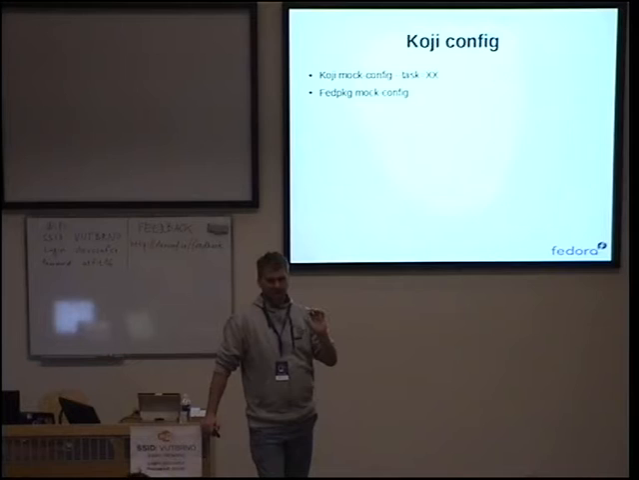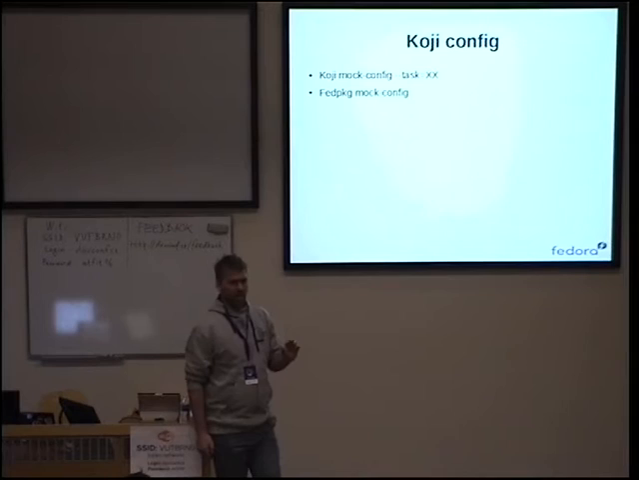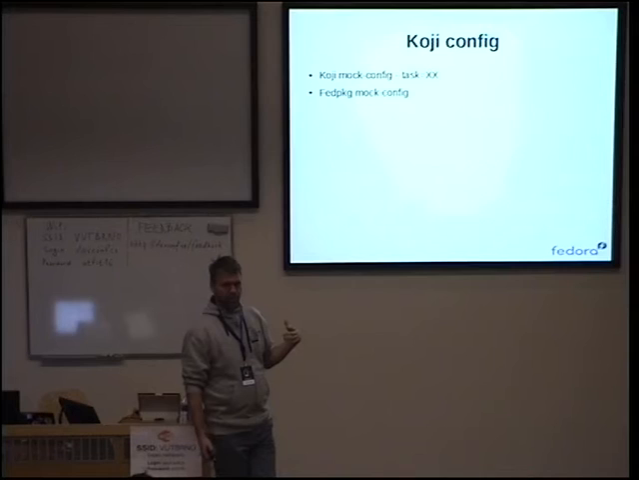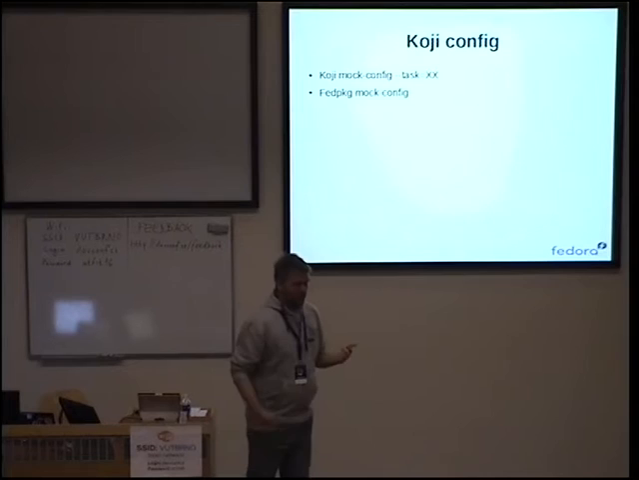So there may be subtle differences which sometimes can matter. So if you want to really get the config and try it on your own, you can run koji mock-config with --task and the number of the task, or if you are in a dist-git, you can run fedpkg mock-config and it will retrieve the mock config from Koji for that branch. And you can use that config for building.